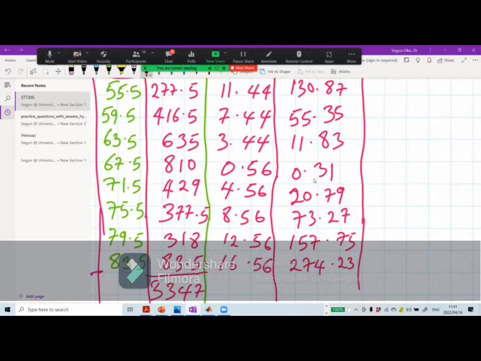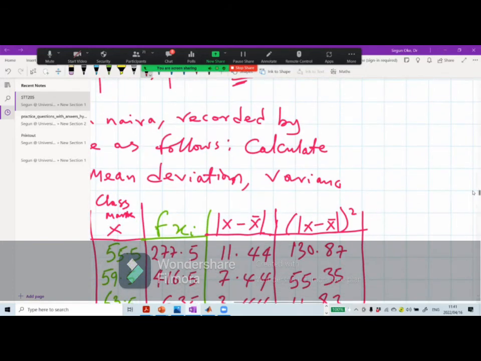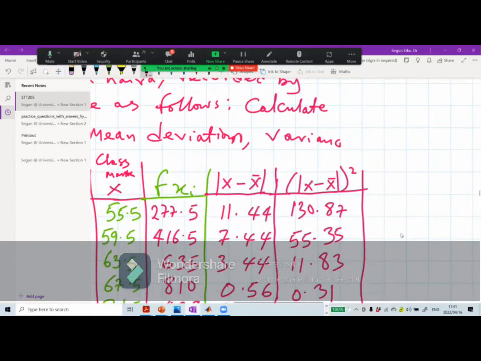So now that we have the squares, remember we have to calculate for standard deviation, and for mean deviation we don't have the square. So let's do this one first.